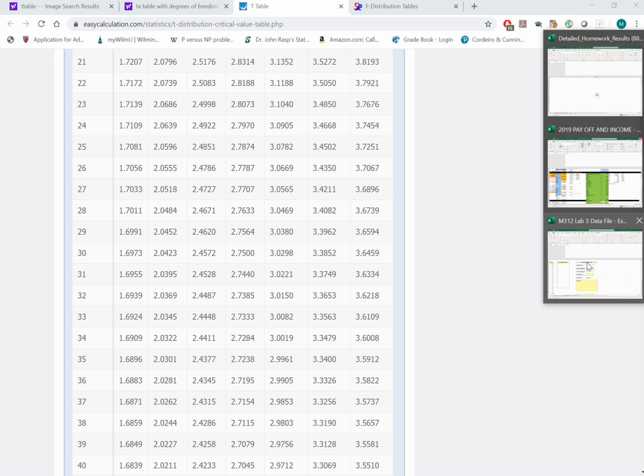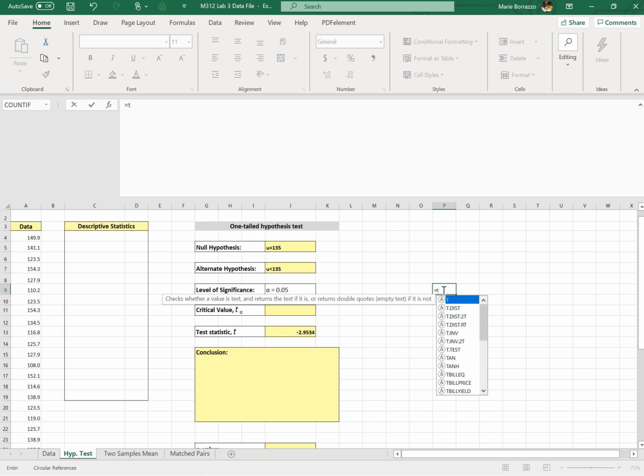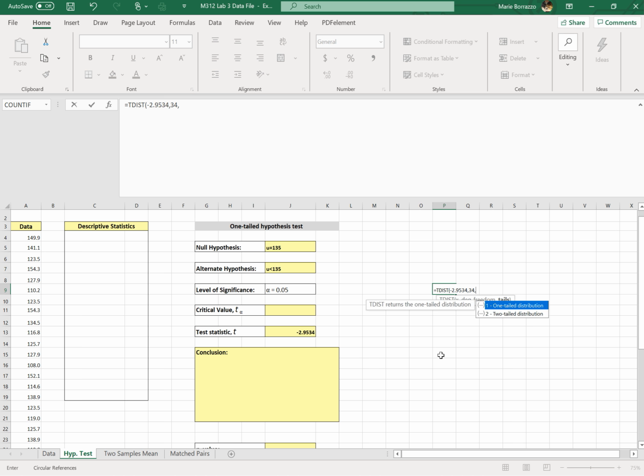So this is where we start to play with Excel. Understand that this critical value, I'm going to calculate it over here. So if I go T dist, let me see if t-dist will give me what I want. According to this, I'm at negative 2.9534 with 34 degrees of freedom. We want a one tail. Nope, not happy. So maybe try the positive version of it. 0.02083. So this is giving us the area. Remember, our area that we obtained was 0.002. So that's your critical cutoff, 0.00283.